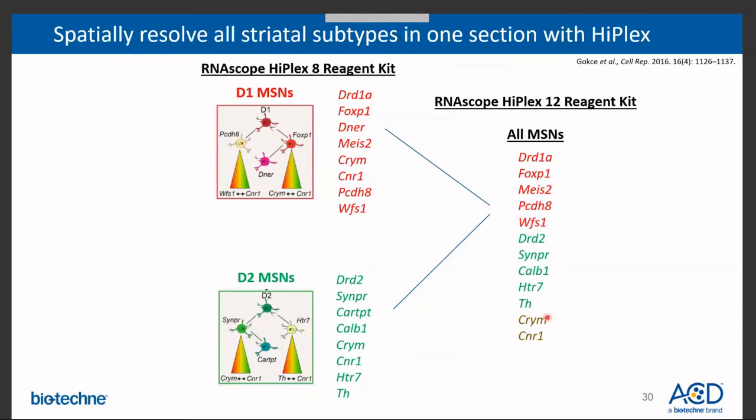But then 2 of these genes are common to both subtypes. So with a panel of 12, with the HiPlex 12 kit, you can spatially resolve all of these subtypes in just one single slide. So ACD pulled this paper, generated probes against the genes of interest that came out from the single cell data, and then ran a panel individually on a sagittal mouse brain tissue section, one slide for this 8-plex, one slide for this 8-plex, and one slide for this 12-plex.